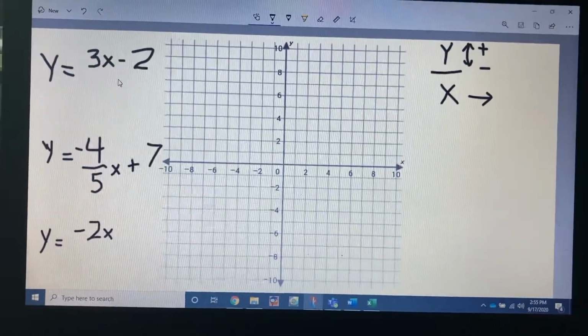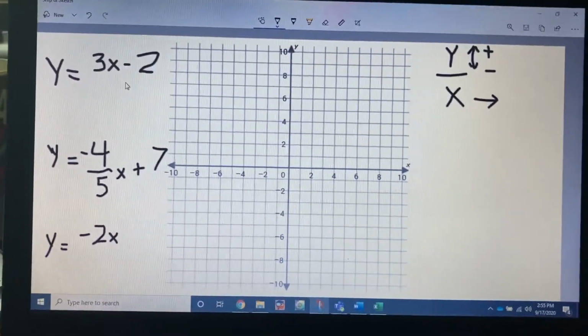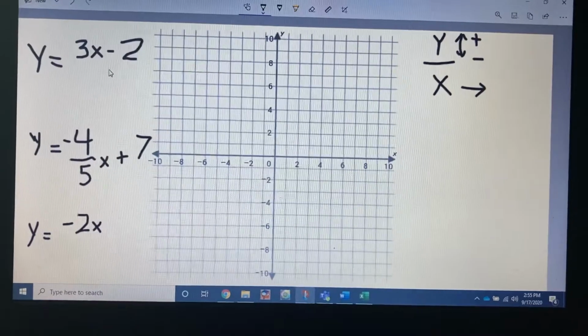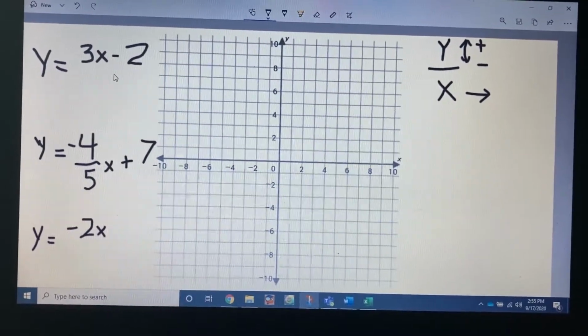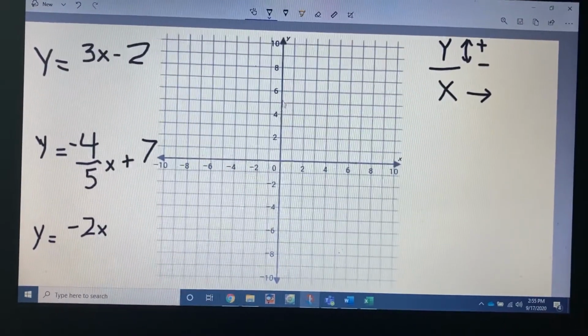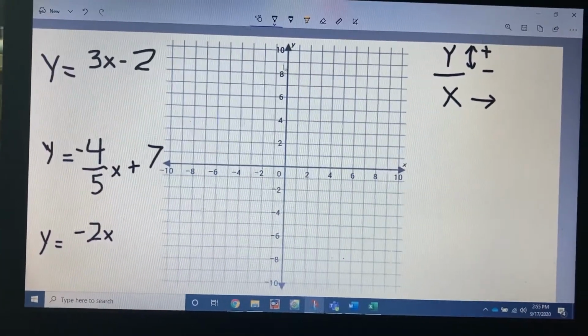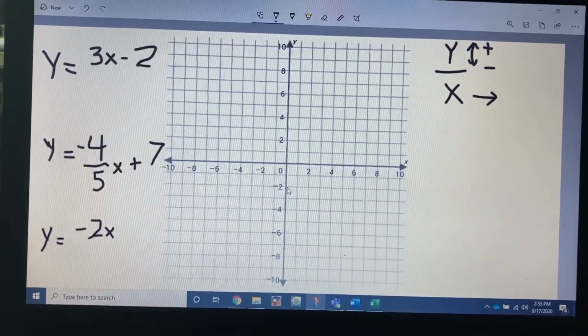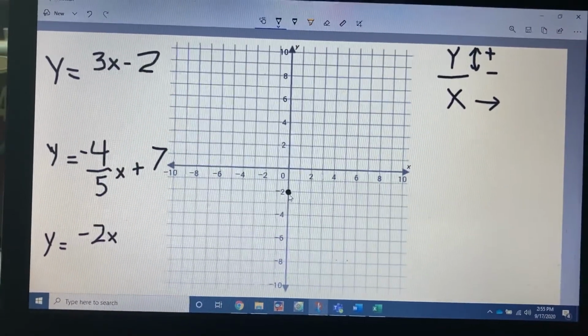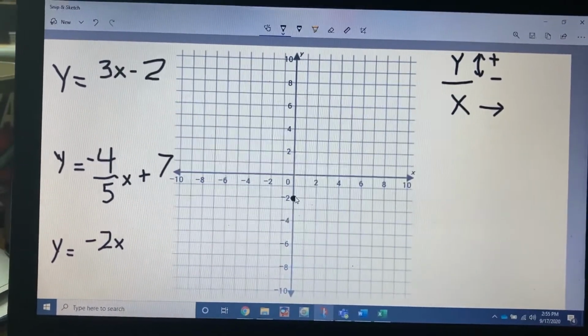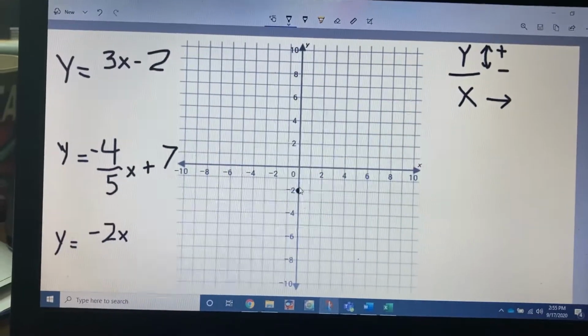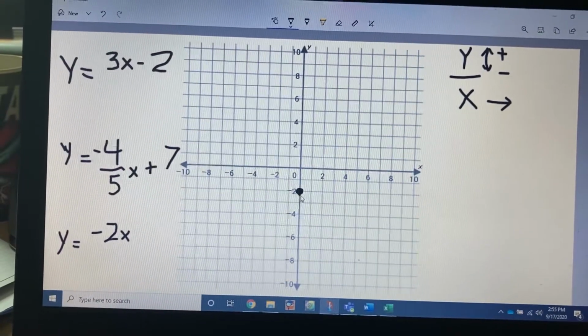Okay, so the first thing you want to do is place the y-intercept on the y-axis. This is our y-axis, okay? And this is our y-intercept, -2. So our -2 is going to go on the y-axis at -2, okay? And I'm going to make that a little bit bigger.